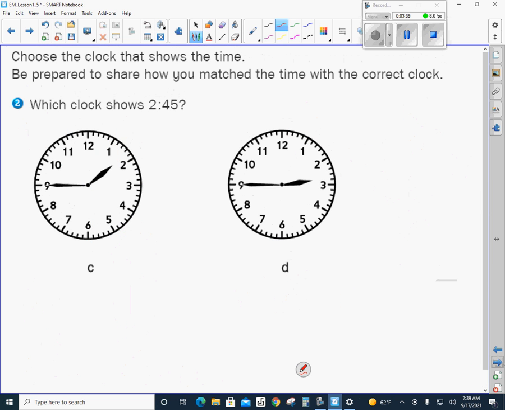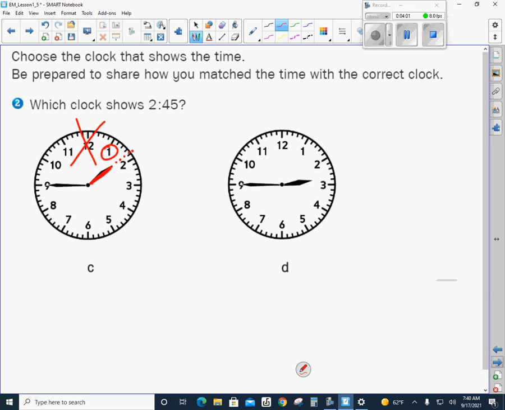All right, so look and see which clock shows 2:45. Pause the video and give yourself a second to look at it. All right, when we look at the little hand first, on this clock, the little hand is between the 1 and the 2. So that is actually the 1 o'clock hour. So this one would not work.